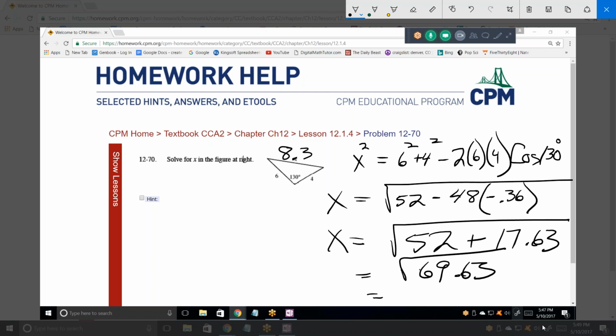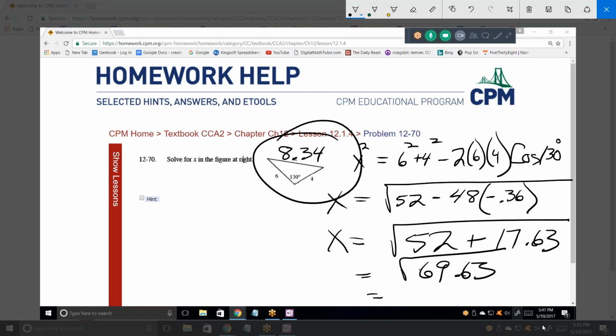Eight point three four. Now, does this picture make sense? And what do I mean by that? That the longest side is opposite the biggest angle. That's what I meant by that. Okay? And we're actually done.